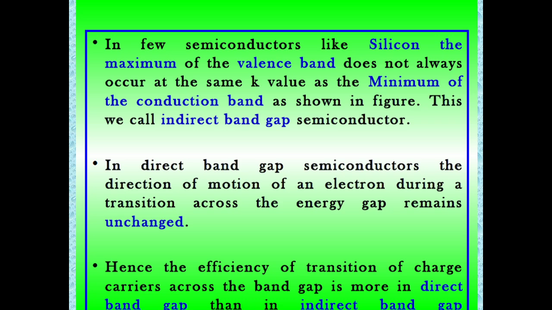But in a direct band gap semiconductor, the direction of the motion of an electron during transition across the energy gap remains unchanged. Hence, the efficiency of the transition of charge carriers across the band gap is more in a direct band gap than in an indirect band gap.